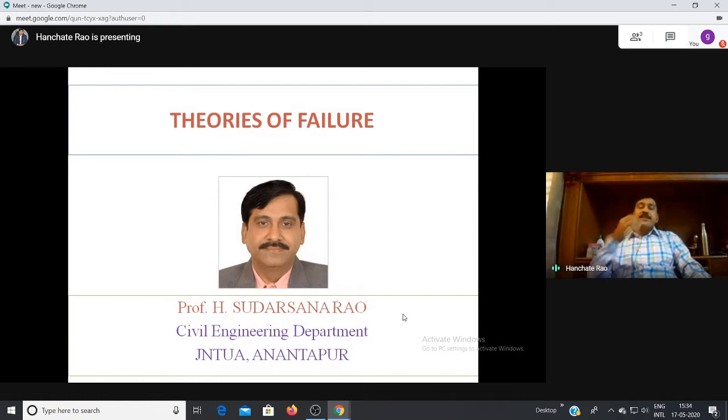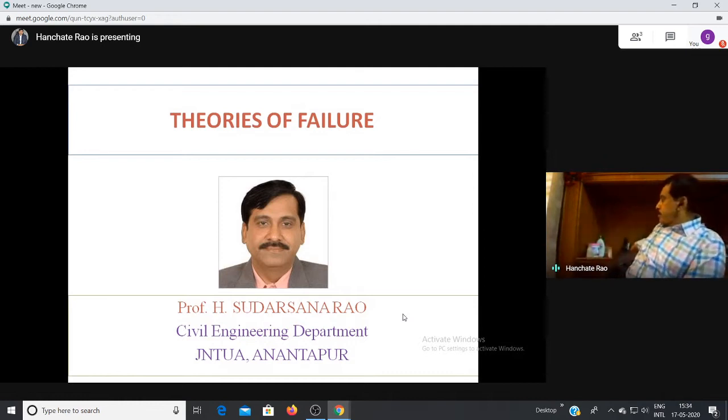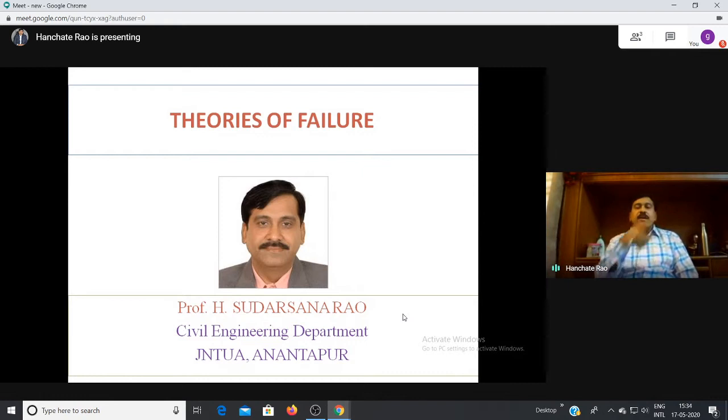There are different types of theories of failure which we are going to discuss today. But in all the theories of failure, what we are going to do is compare the complex loading system with the yield stress at elastic limit, the yield stress in a simple tension test or simple compression test.